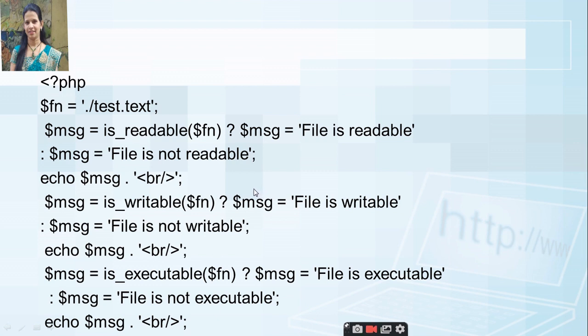There is one example about this file permission. Here we are just checking the file permission by using the ternary operator. So here we take one file name, then message equals is_readable. If it is true, then it will display the first part. Otherwise, it will display the second part, meaning it will display that the file is not readable. Similarly, for writable and executable, we are using the same ternary operator. It means if this condition is true, then display this message. Otherwise, display this part.